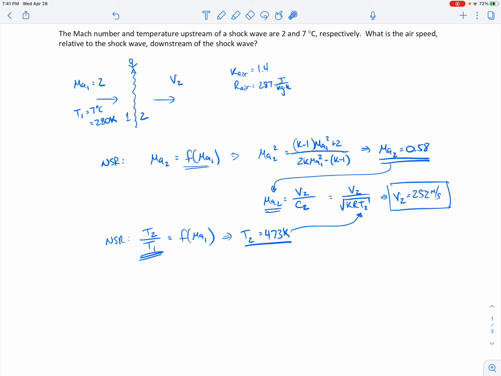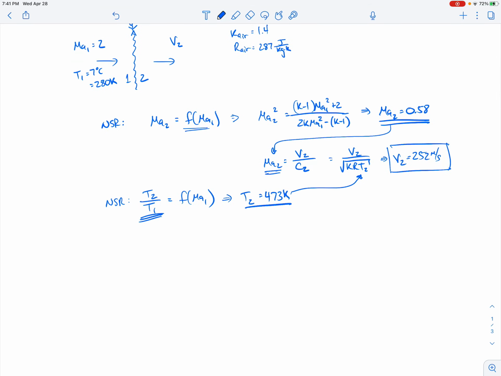There's another way we could get V2. For example, you could also do V2 over V1 from the normal shock relations. That's also a function of Mach number 1. And then if you have that, you can find V1 from the Mach number upstream and the temperature upstream, because V1 would be Mach number 1 times speed of sound 1. Speed of sound is just the square root of kRT1. We know the Mach number at 1, that's right there, and then we know the temperature at 1, that's 280 Kelvin. So we could get V1 from that and then use this expression to get V2.